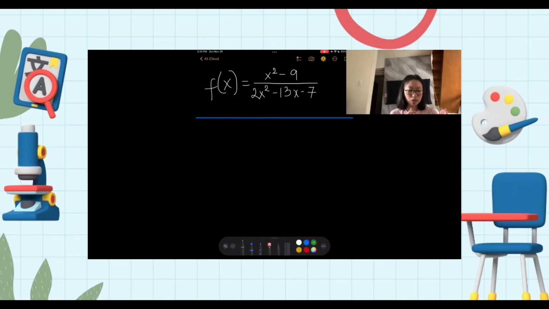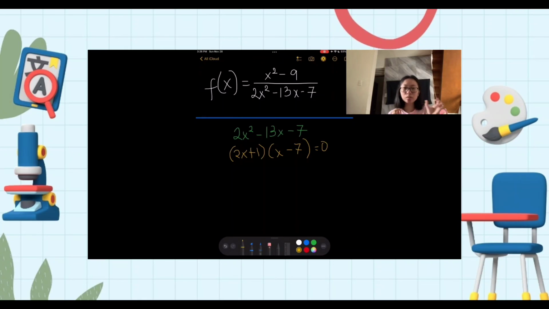Now, for this function, we are going to determine where it will be discontinuous. Now, in this problem, we are dealing with a rational expression where both numerator and denominator are continuous since both are also polynomials. Now, the only points in which the rational expression will be discontinuous is where we have division by 0. Now, we have to determine where the denominator is 0, and that's easy. And our denominator is 2x squared minus 13x minus 7. Now, we're going to factor it, and it will be equal to 2x plus 1 times x minus 7.